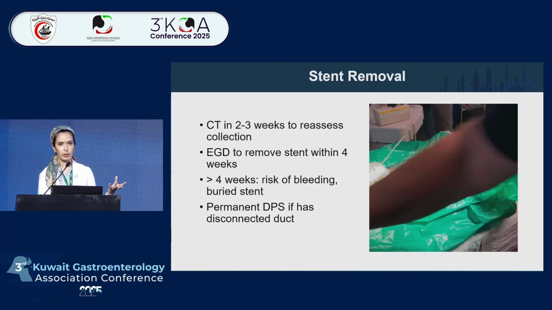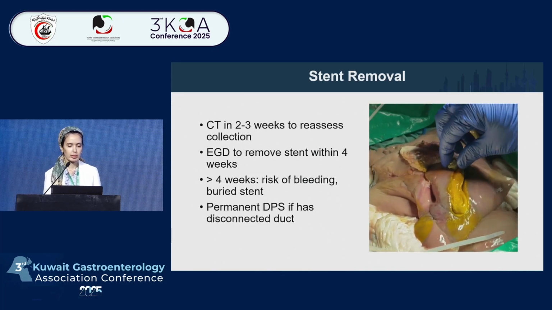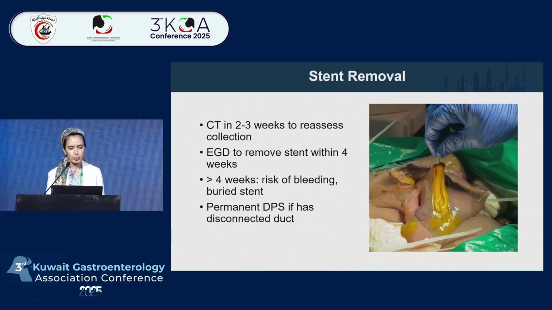So if you're going in with a gastroscope and you see this double pigtail stent in a patient with history of pancreatitis, just before you remove it, confirm that they didn't have a disconnected duct, because otherwise it will be impossible to access again.